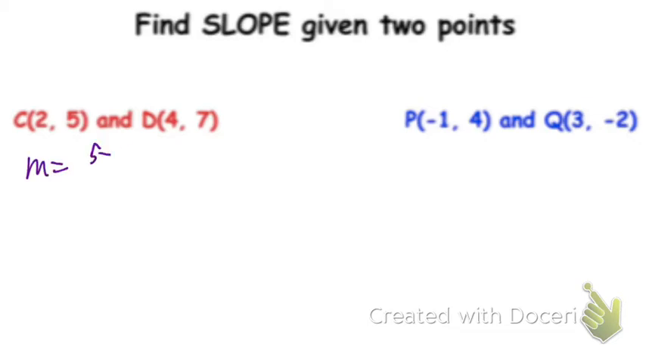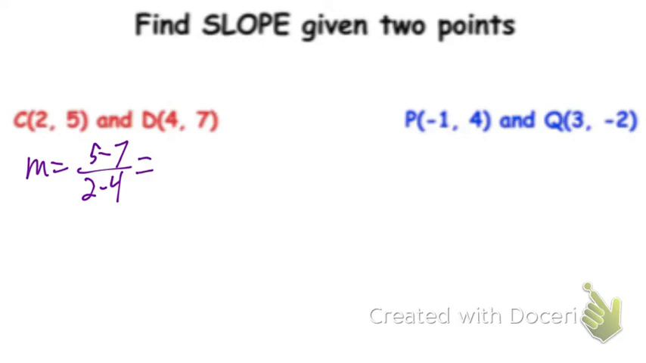Okay, 5 minus 7 on the top. What's going to be the bottom then? 2 minus 4. Very good. Now, guys, did Quentin have to put 5 first on the top? No, but because he did, what did he have to put first on the bottom? 2. Very good. Now, if he put 7 first on the top, what would he have had to put first on the bottom? 4. And both are acceptable answers. We'll get the same answer.